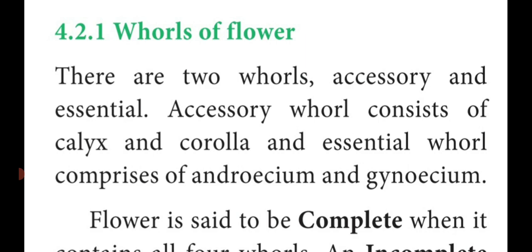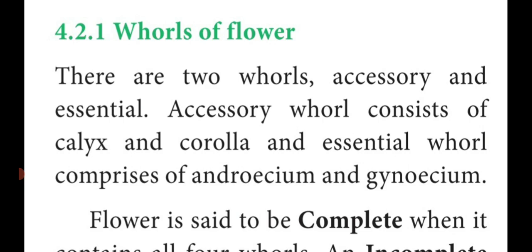See the paragraph. Which one is known as essential whorl? Androecium, the male part of a flower, and gynoecium, the female part of a flower, are collectively known as essential whorl because they are responsible for the reproductive function. Another one, the calyx, which is always green in color, first whorl. Another one is the corolla, which shows different colors, also the second whorl. Both of them are collectively helping the reproductive process, but they are not directly involved in the reproduction. Those two are known as accessory whorl.